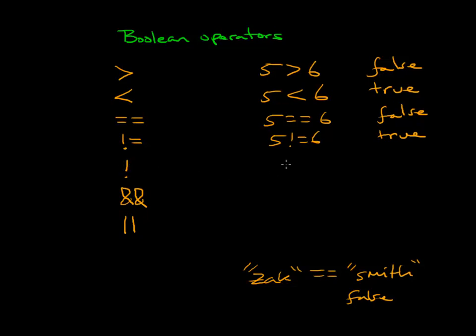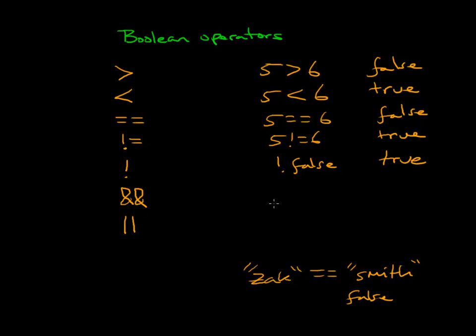Then for nots, I'm going to use that with a Boolean. So if I say not false, then it will switch that around to be the opposite. So not false is true. So if it's sunny, is it not raining? Well, that's true. It's not raining, it's sunny.